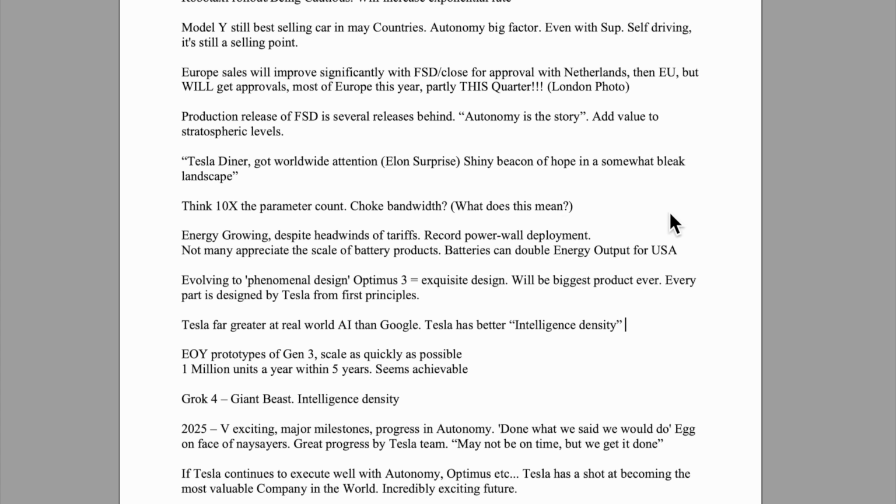That's one of them. Energy is still growing despite headwinds of tariffs. There's been a record Powerwall deployment. Not many people appreciate the scale of battery products. Batteries can double energy output for the US. Now, this is really important.